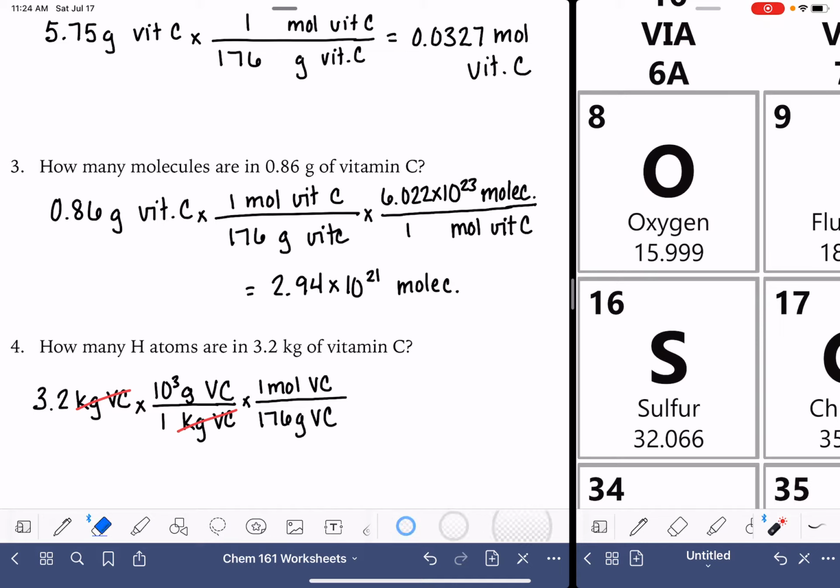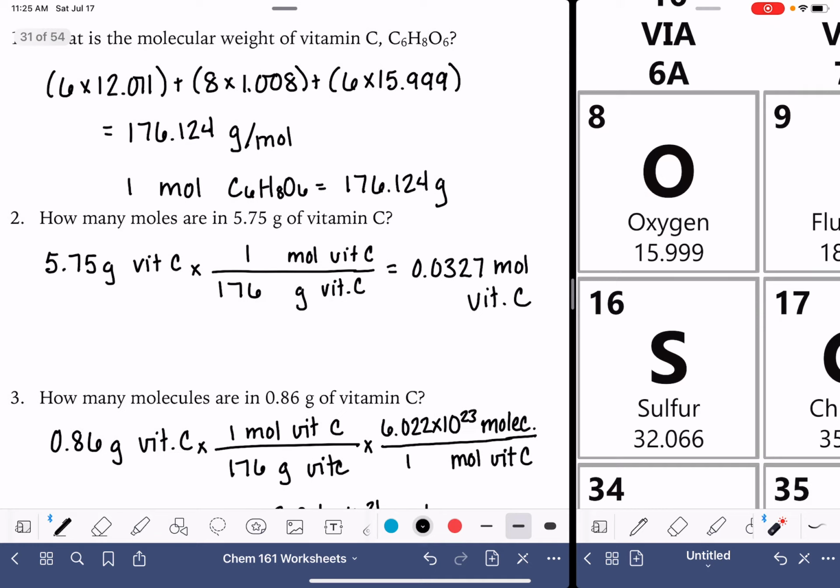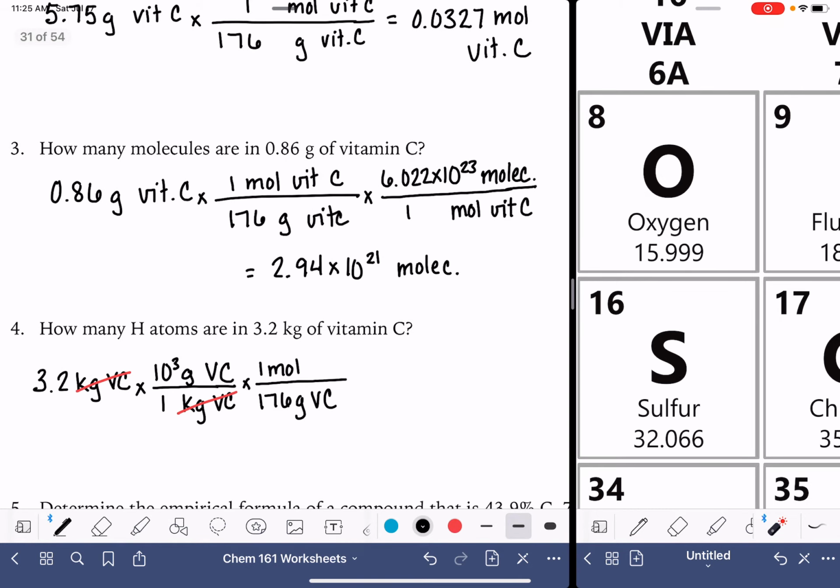And actually, instead of vitamin C up here, I'm going to use the molecular formula, C6H8O6. That's actually going to be helpful. C6H8O6, which is vitamin C. So cancel those units out. What we've done here is figured out how many moles we have of vitamin C.